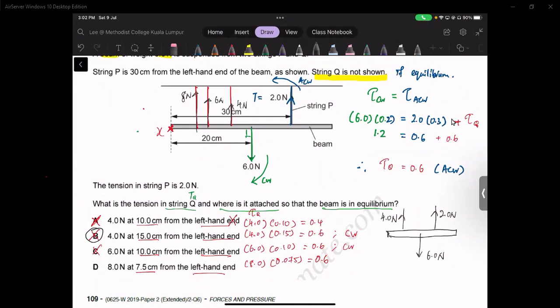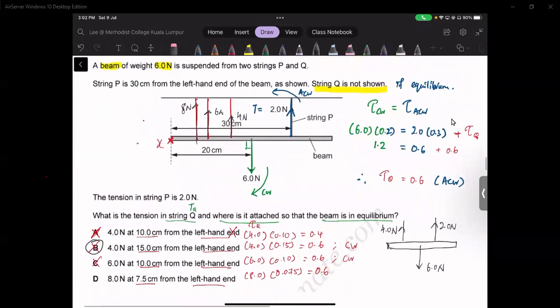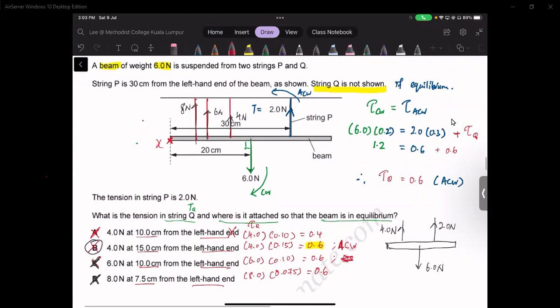It's okay. So the difficult one is actually finding the torque, okay? But the easy part is actually to know that you need 4 Newton. So if you already know that you need 4 Newton, C and D is an automatic wrong. All right. So you only have A and B. And between A and B, only B will give you the clockwise moment of 0.6 that you are looking for. I mean, the anti-clockwise moment of 0.6 that you're looking for.